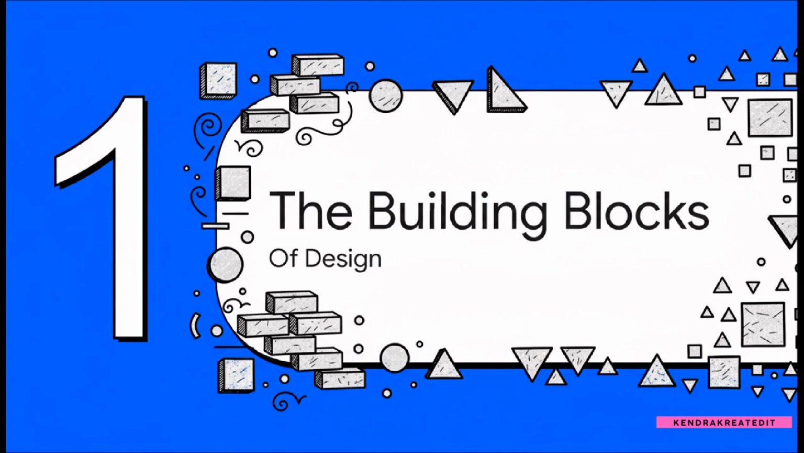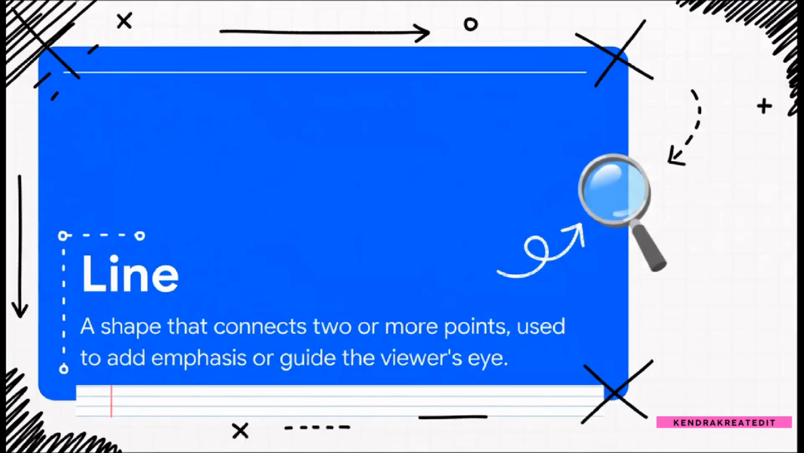So, before you can build something amazing, you need to know what it's made of. It's just like building a house. You need your bricks, your wood, your nails, and in design, it's the same thing. Every single complicated, beautiful design you've ever seen is built from just a handful of super simple, fundamental elements. And it all starts here, with the line.